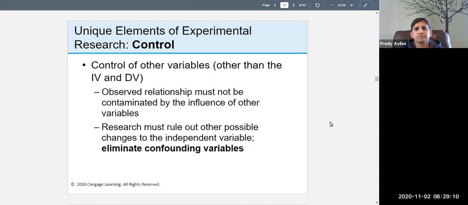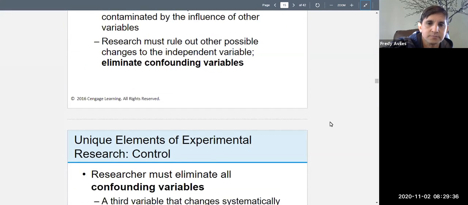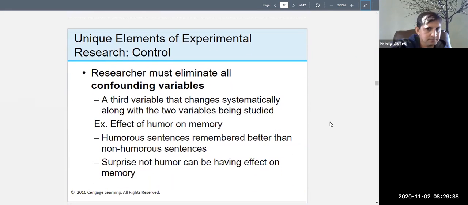Okay, so observed relationships must not be contaminated by the influence of other variables. You need to make sure the independent variable is the only thing that's causing changes in the dependent variable. Research must rule out other possible causes of changes in the dependent variable. You must eliminate what we call confounding variables. Other variables that are possibly having an effect are called confounding variables, and we must rule those out. And we're going to do that in certain ways, okay? That's what we're going to talk about now.